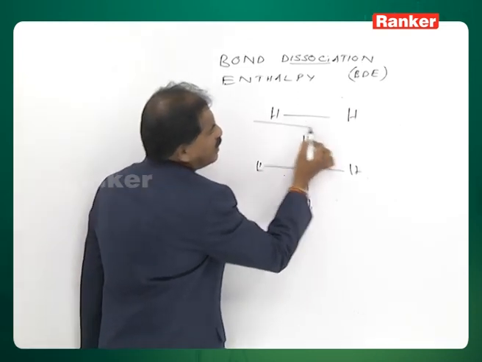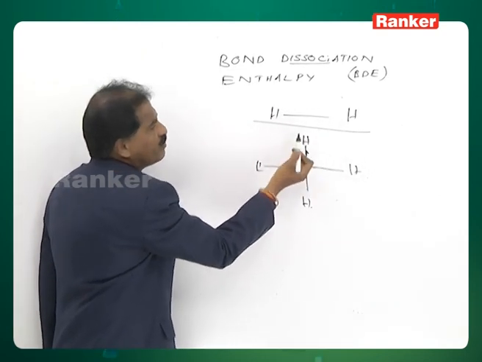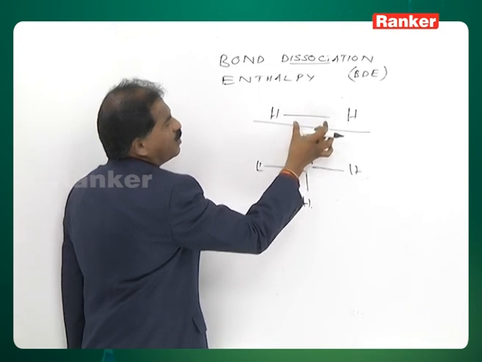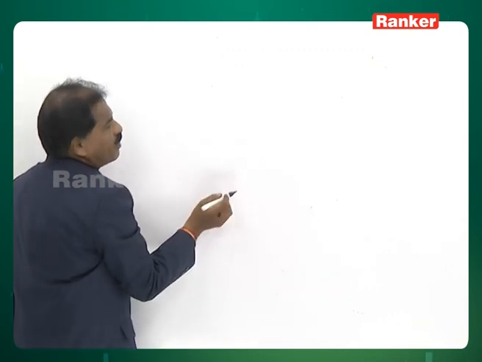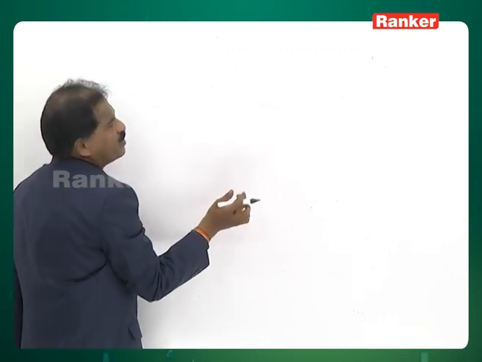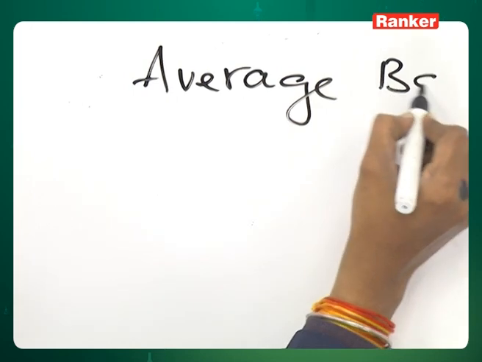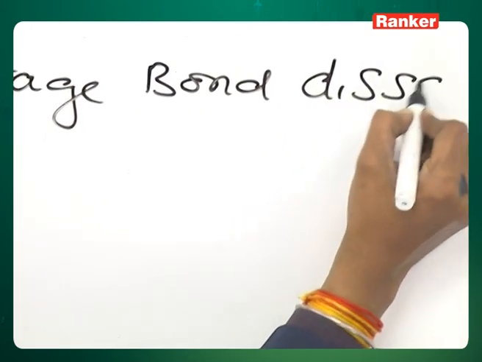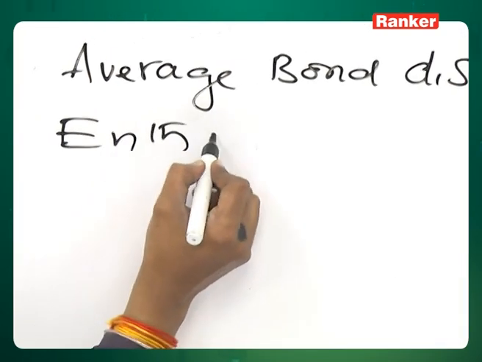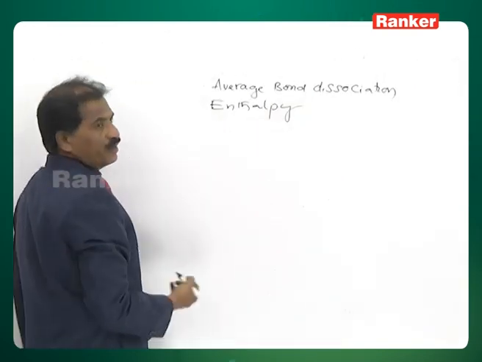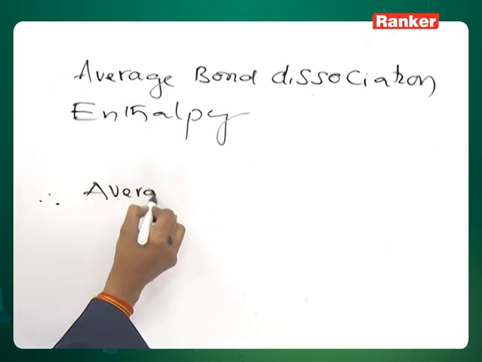Whereas in case of the diatomic molecules, since one molecule has only 1 bond, we don't get any uncertainty about whether the bond energies change or do not change. So, next, in case of the polyatomic molecules, since bond energy of the identical bonds are different, therefore usually we will use the word average bond dissociation enthalpy. Average bond dissociation enthalpy.